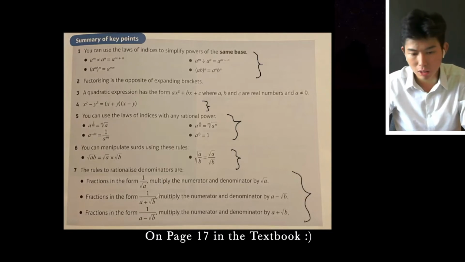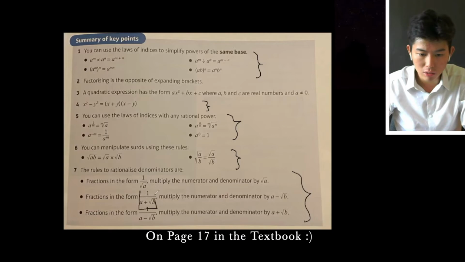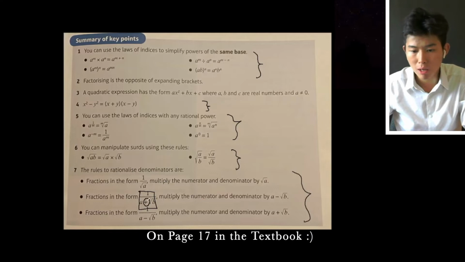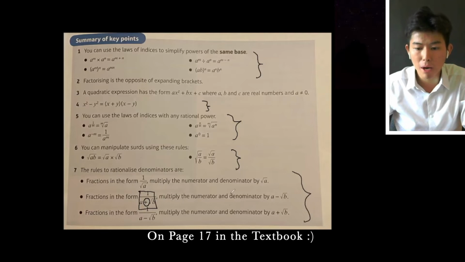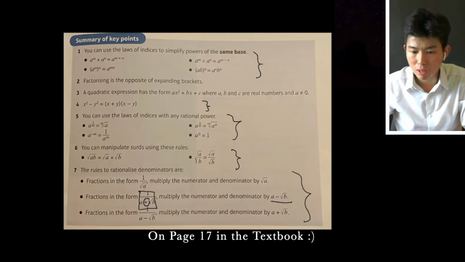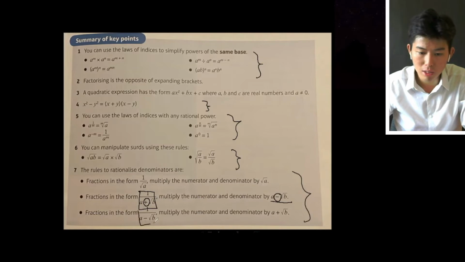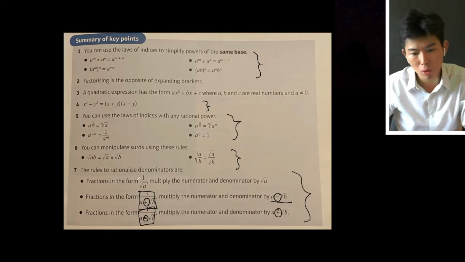Okay, all you have to know is when you encounter some value like that, if you see the positive sign in the denominator, such as a plus root b, all you have to do is times the numerator and the denominator by a minus root b. So if this is positive sign, then this one would be negative sign. And same as here. If this one is negative sign here, then this one should be positive sign. And you will slowly realize how it works when you do more questions. So let's do some questions now.